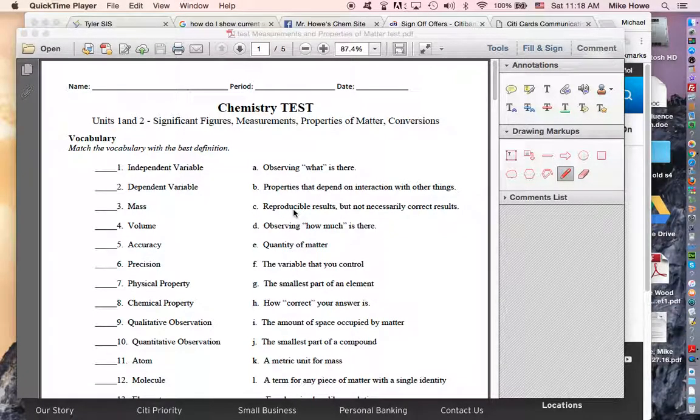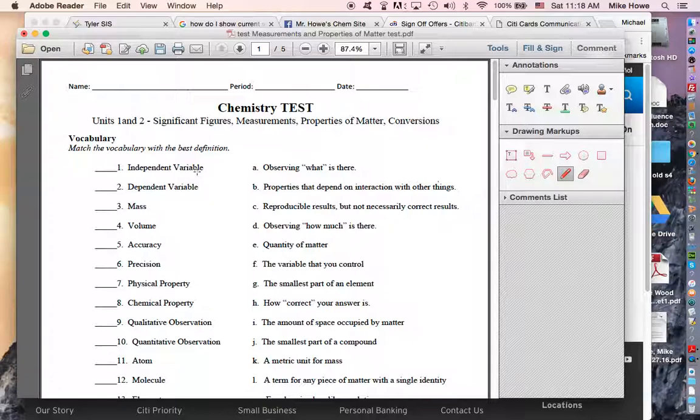So here's a little overview of the test that we just took. There we go. Had the wrong pen in my hand.